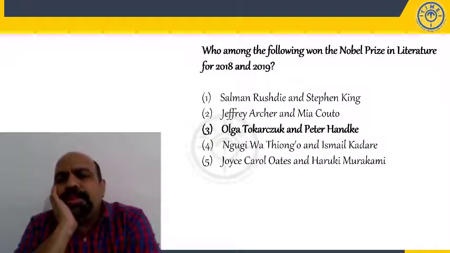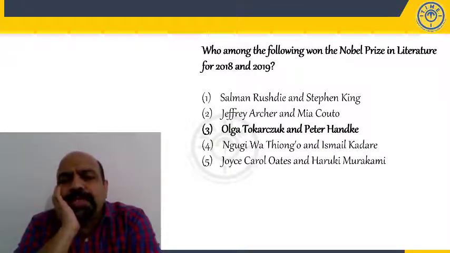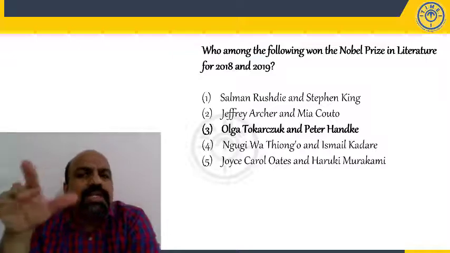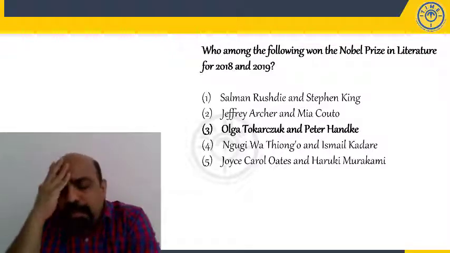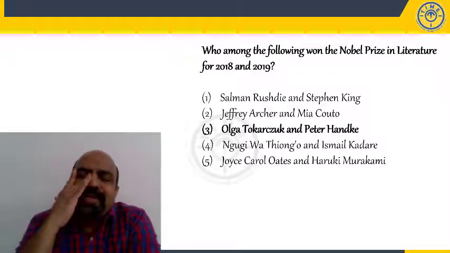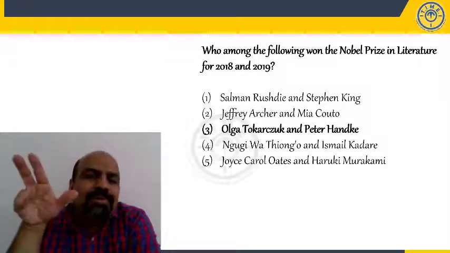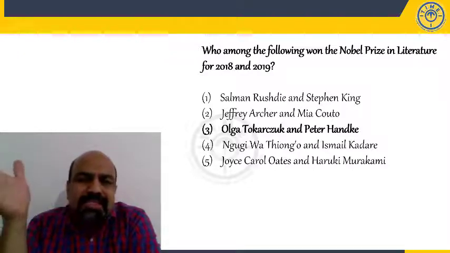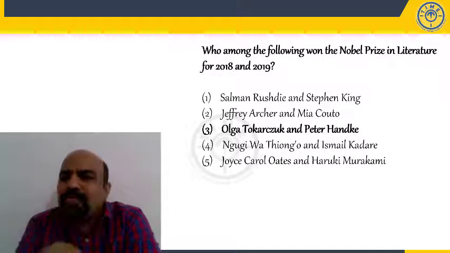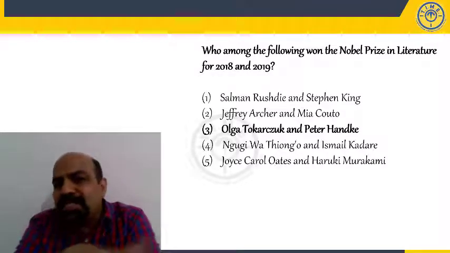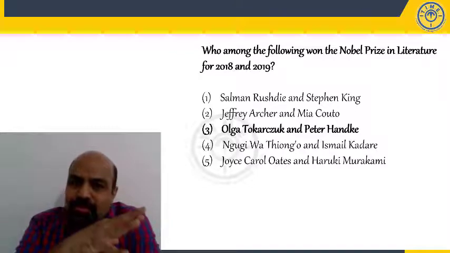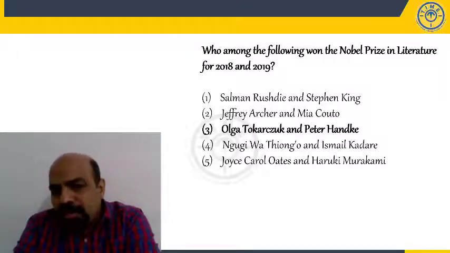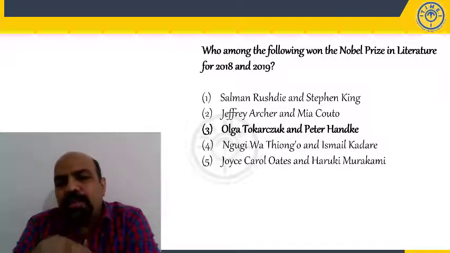Who of the following won the Nobel Prize in Literature for 2018 and 19? Because last year, in 2018, it was not given. It was not given because the husband of the person who headed the committee, if I'm not wrong, was accused of rape or something. So there were some allegations and everything. So I think they suspended that year. And last year they gave it to 2 persons, so for 18 and 19. You could write this. Olga, Poland.